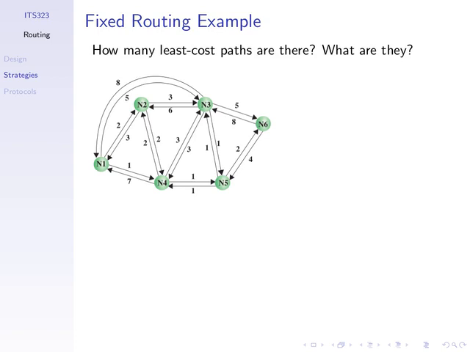So if node 1 sends to node 4, node 4 will send to node 5 to reach node 6, and similarly, node 5 will send to node 6, and we're at the destination there. So we don't need the entire path. And that's the key point of routing tables.